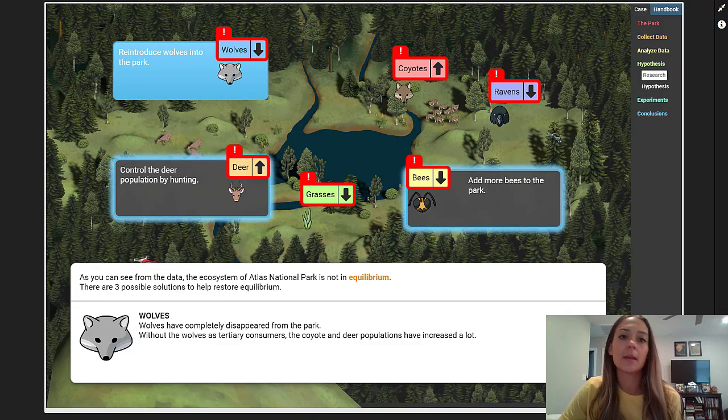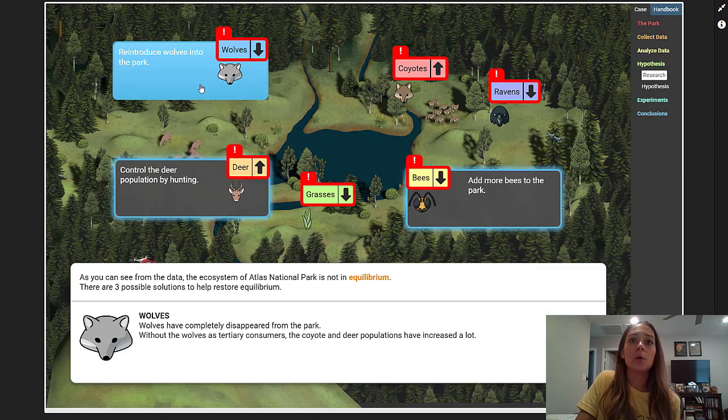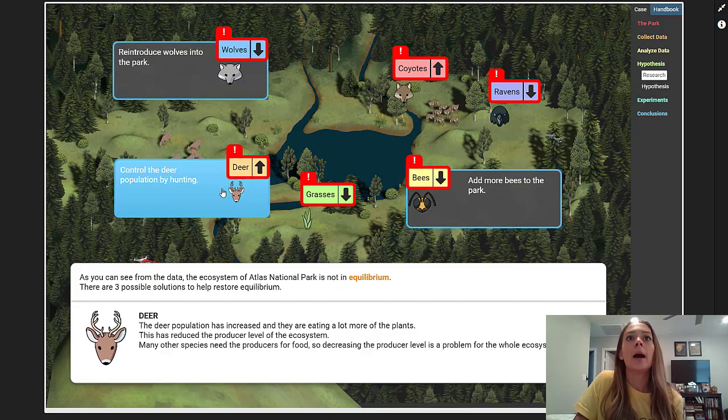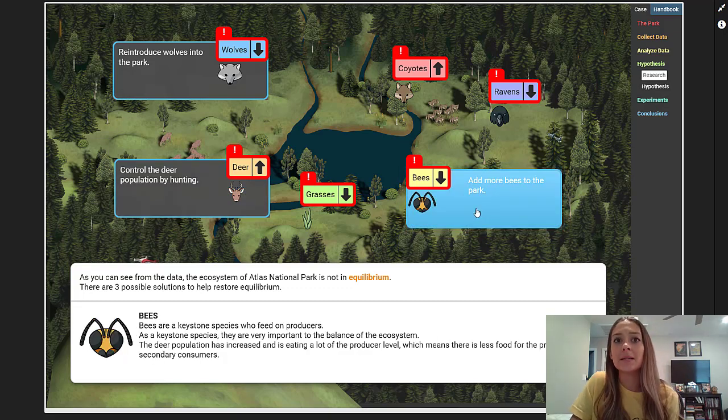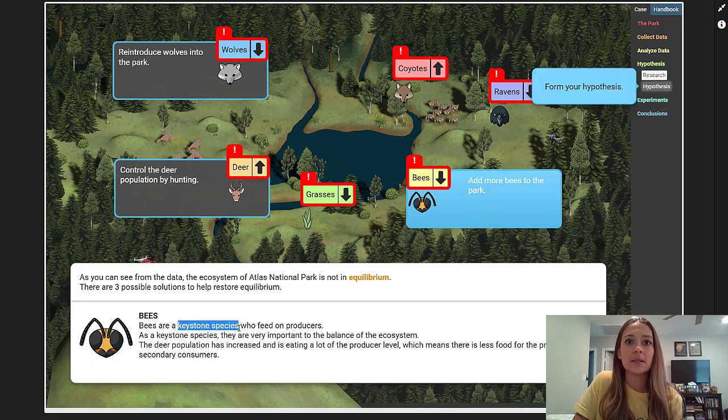So in the case, you were given 3 options for how we could possibly solve this problem. They gave you either reintroducing wolves into the park, since they're completely gone, maybe we should just throw some back in there and hope they repopulate it, start hunting deer, since their population is increasing so much, or add bees into the park. And they introduced this term called a keystone species, which we learned about in the handbook, but remember that means that they control the balance of an ecosystem, right?